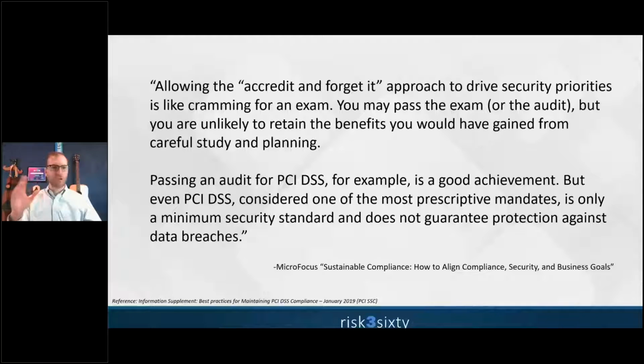It says, allowing the credit and forget it approach to drive security priorities is like cramming for an exam. You may pass the exam, or the audit in this case, but you're unlikely to retain any of the benefits you would have gained from careful study and planning. Passing an audit for PCI, for example, is a good achievement, but even PCI DSS, considered one of the most prescriptive mandates, is only a minimum standard of security and does not guarantee protection against data breaches. So if you only do PCI, you are still exposed. Your scope of exposure may just be a lot more limited for PCI specific risks.